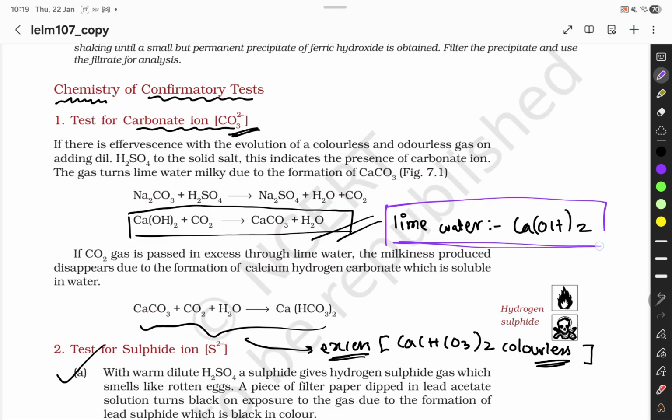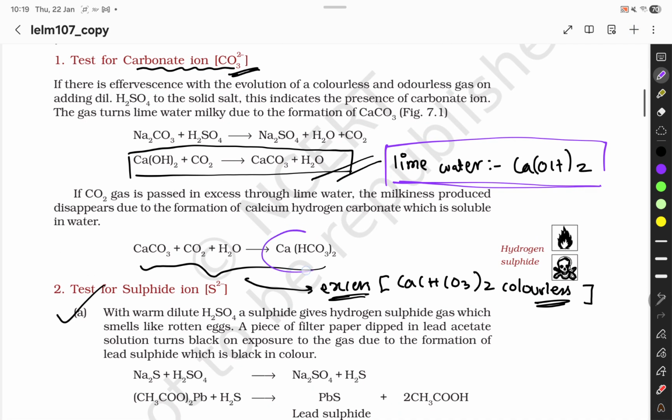From here, you can say that lime water is Ca(OH)2. If CO2 is passed in excess, you form Ca(HCO3)2, which is colorless. We told you, when you pass CO2 in excess, it forms calcium hydrogen carbonate.